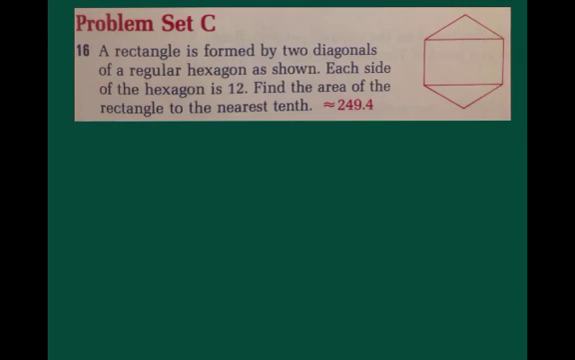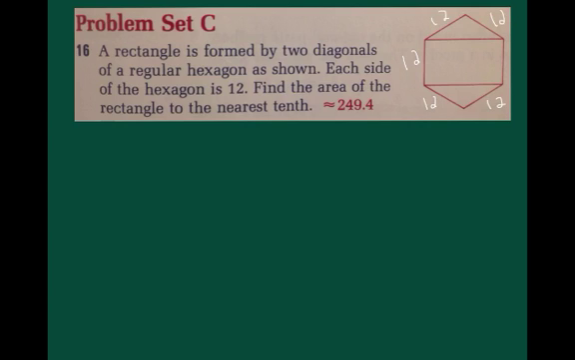Okay, number 16 on page 515, they ask us to find the area of the rectangle formed by drawing 2 diagonals of a hexagon. Now we know that each side of the hexagon is 12. We're given that. So we have to find the length of these diagonals so that we can use our formula for the area of a rectangle.